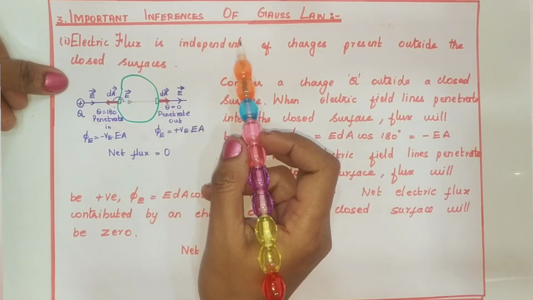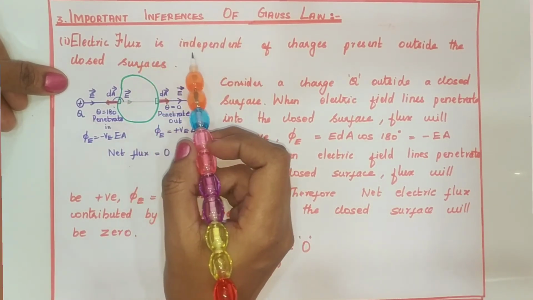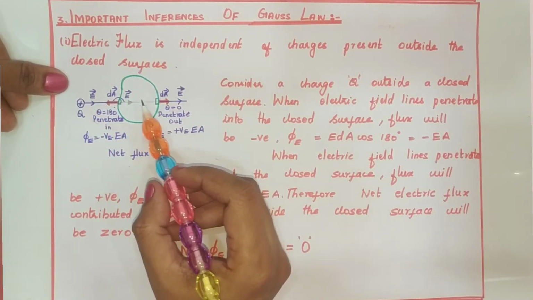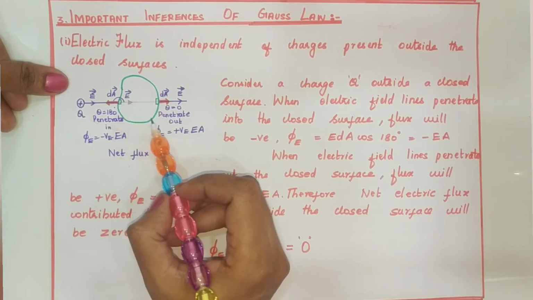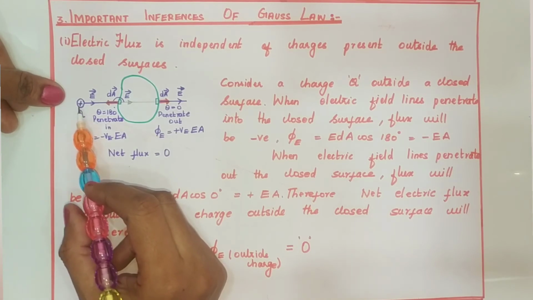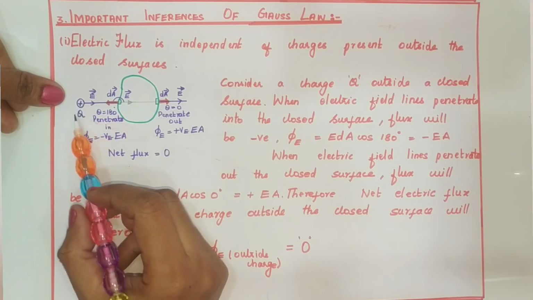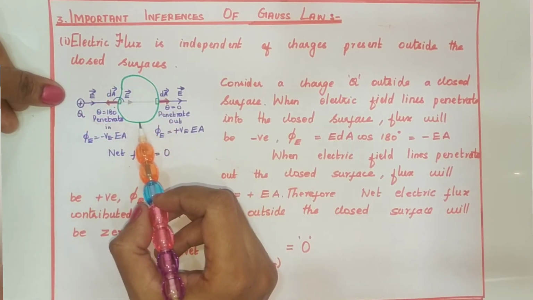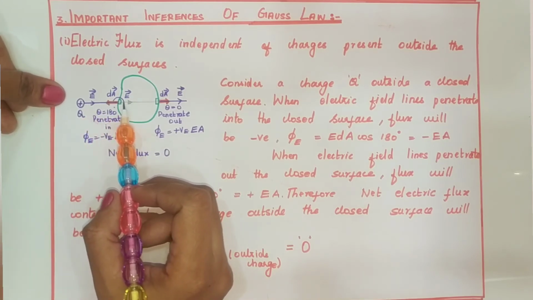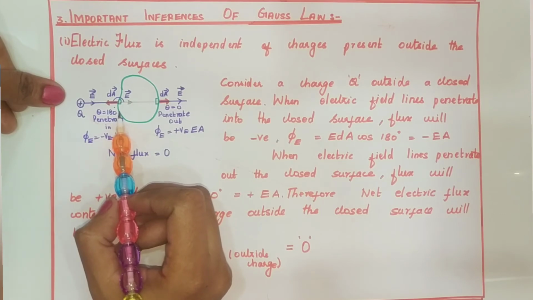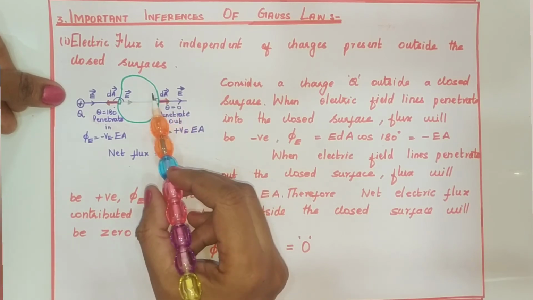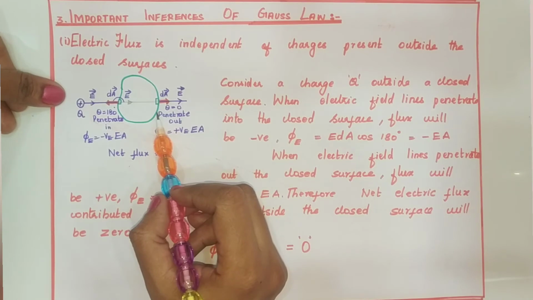Important inferences of Gauss law. First, electric flux is independent of the charges present outside the closed surface. So far we learned that the charge is enclosed in the closed surface, isn't it? Now I have placed the charge outside the closed surface. The charge will be radiating electric field lines, and I place a closed surface here. The electric field line will tend to penetrate into the closed surface on one side of the surface, and it will penetrate out of the closed surface through the other side.